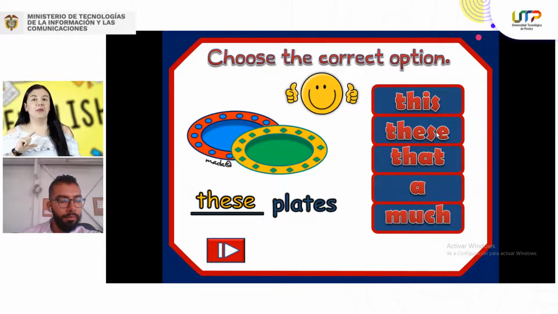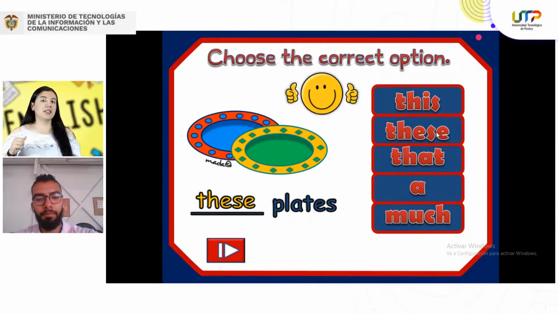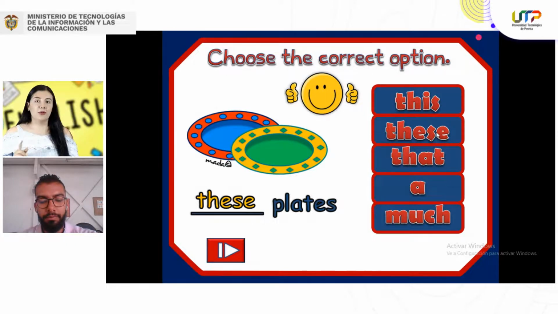Recordemos que el primer pronombre demostrativo que está ahí en la lista, que es this, ¿sí? Se usa solamente para singular. Pero si vamos a hablar de plural, es decir, 2 o más cosas, entonces usamos these. These for plural things, okay? So careful with that.